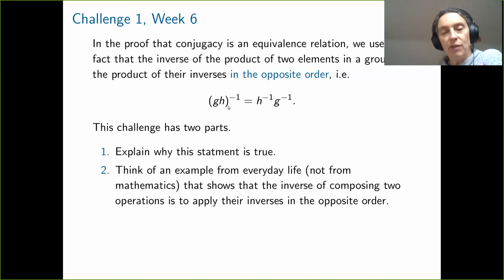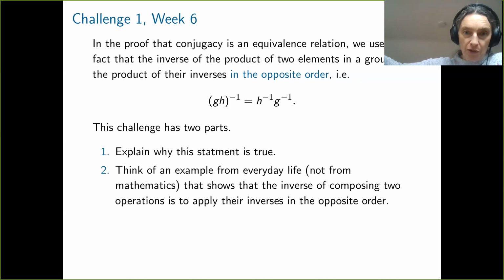So the assertion here is that if you have a pair of elements g and h in a group, and you want to know the inverse of gh, the claim is that it's the composition of the inverses of g and h separately, but in the opposite order. So the inverse of gh should be h inverse, g inverse. Very likely you've seen this before in the context of matrices that have inverses. Okay, so the challenge has two parts. The first part is to explain why this statement is true, that the inverse of the composition of two things is the composition of their inverses, but in the opposite order.